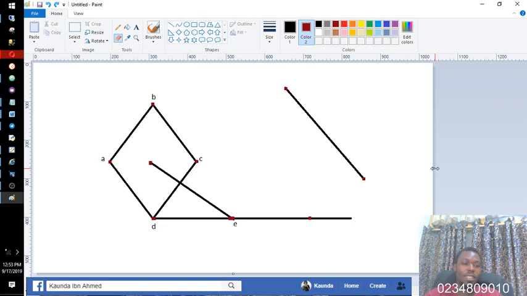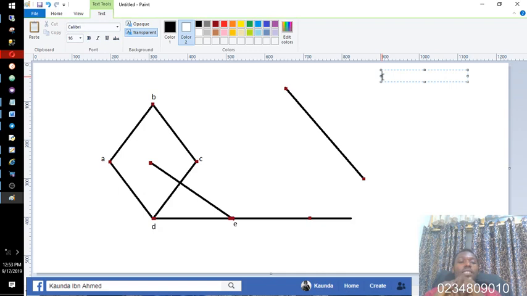And the key things, let's change the background. The key things we have to know: the number of edges, the degrees, and then the vertices, the type of graph. So one, this is type of graph, it's a simple graph, and you have to state why it's a simple graph. No self loop, nothing parallel. So it's a simple graph.